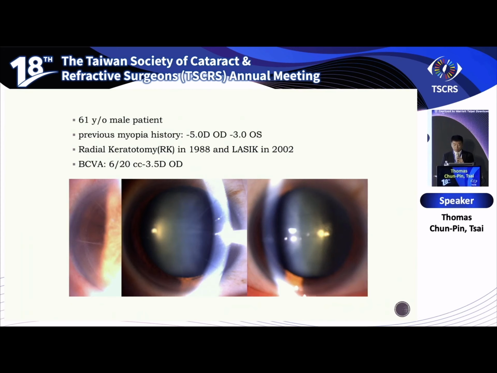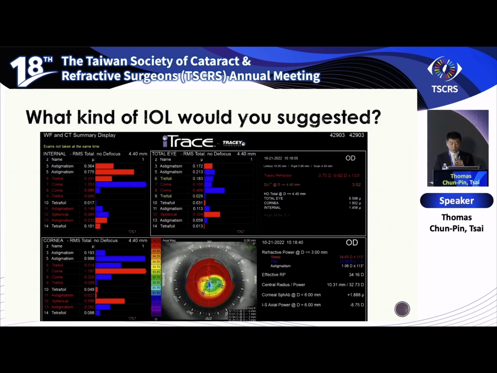His previous myopia was 5 diopters in his right eye. He had received RK surgery at 26 years old and LASIK surgery at 40 years old. He had cataract and his best corrected visual acuity was 6/20 in his right eye. We can see RK cuts and a LASIK flap at his cornea. This is the eye trace data of this patient. He wants to read papers and use computers.